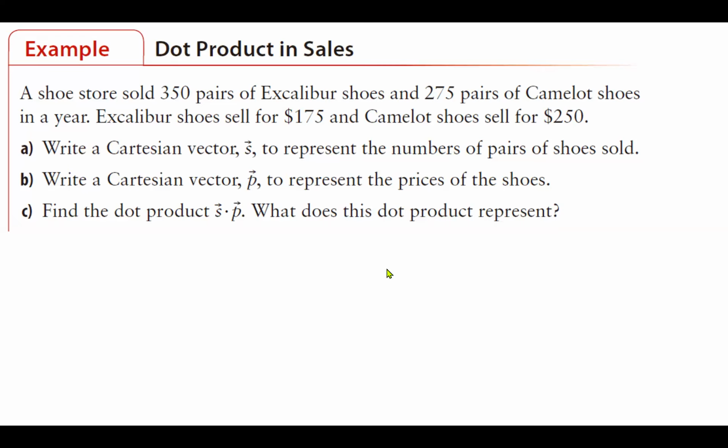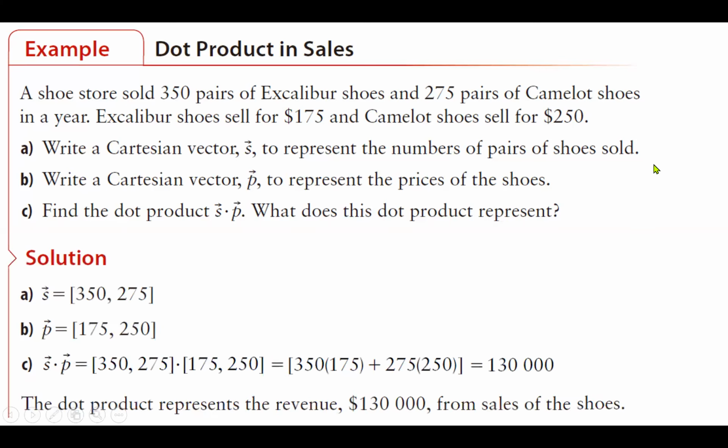Okay, have you finished? Let's have a look at the solution together. Okay, question A, the vector S equals (350, 275), right? That's the numbers vector. And question B, the price vector equals (175, 250).